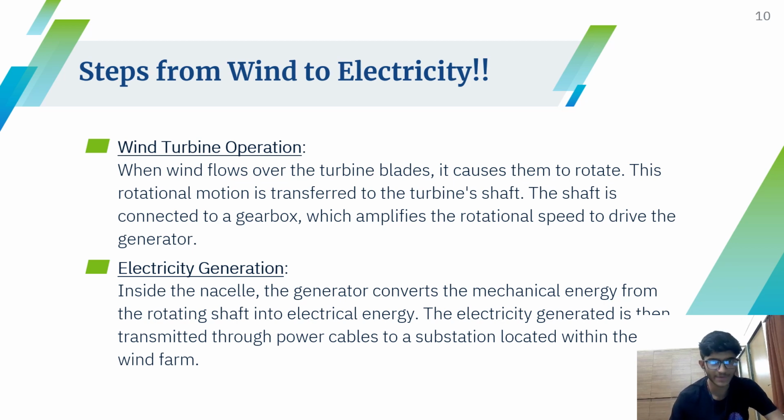The second step is electricity generation. Inside the nacelle, the generator converts the mechanical energy from the rotating shaft into electrical energy. The electricity generated is then transmitted through power cables to a substation located within the wind farm.